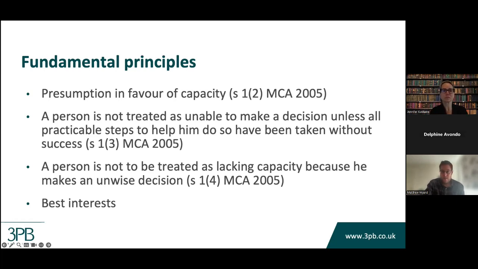Now, the other big concept is that of best interests. Whenever a decision is made for anyone who lacks capacity, or under the Mental Capacity Act at all, that decision must be taken in their best interests. It's not the same as welfare interests for children, but it's not too dissimilar. It's not formally called this, but there is a best interests checklist, effectively.